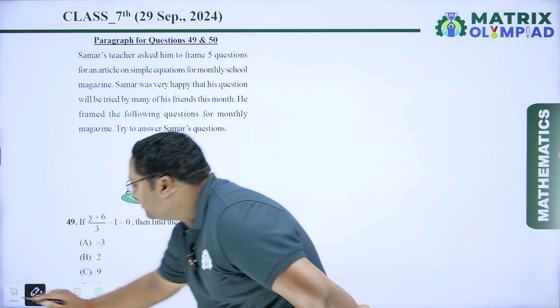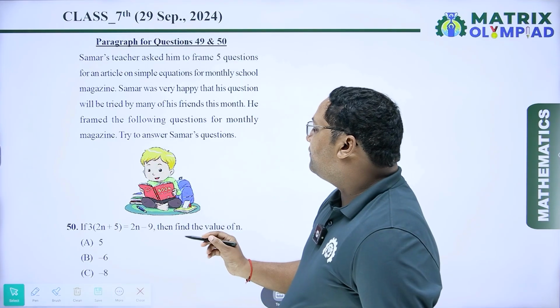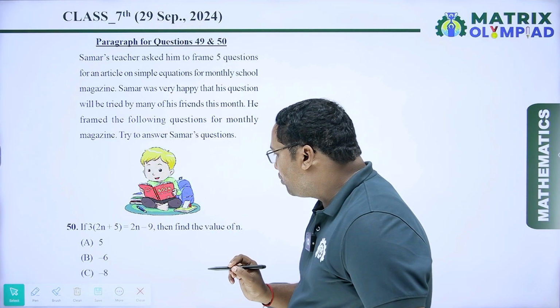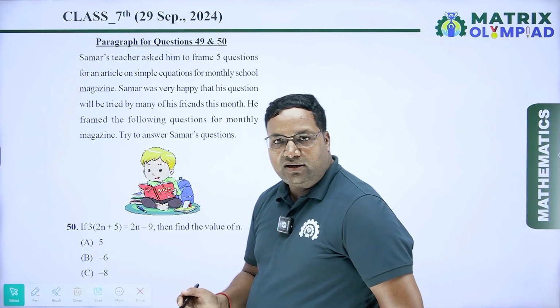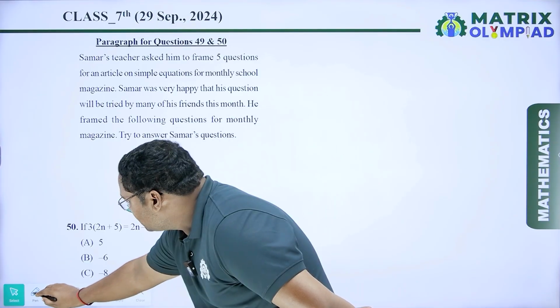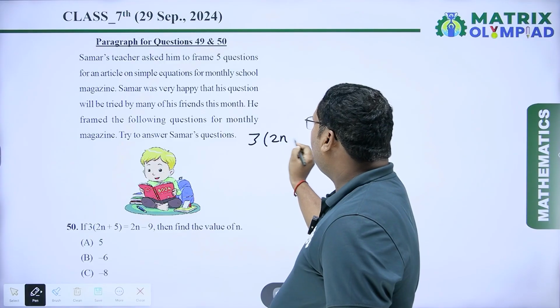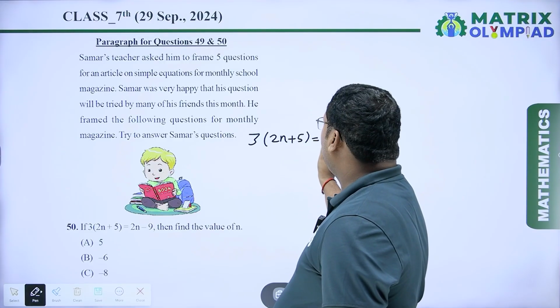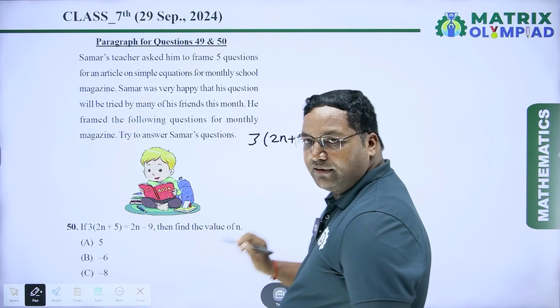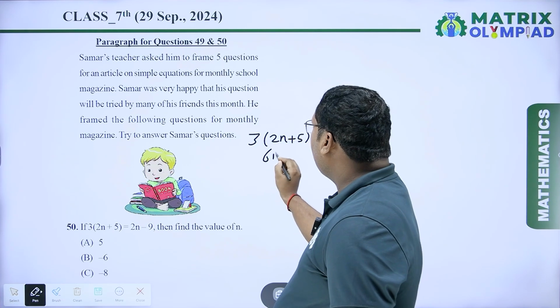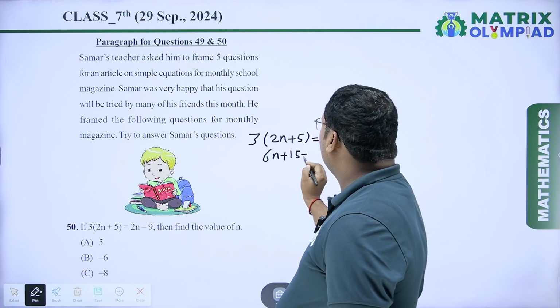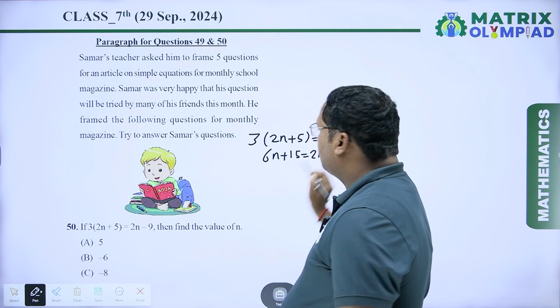Coming to the next question, and it is the last question. So if 3(2n + 5) equals 2n - 9, then find the value of n. So again we have to solve this equation. So it is 3 into (2n + 5) is equal to 2n - 9. So it is 6n + 15 is equal to 2n - 9.